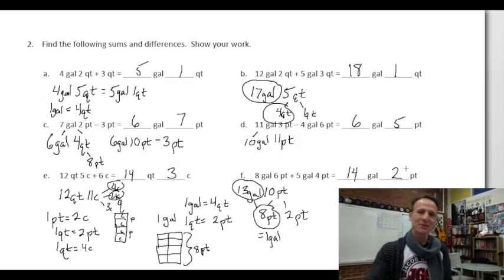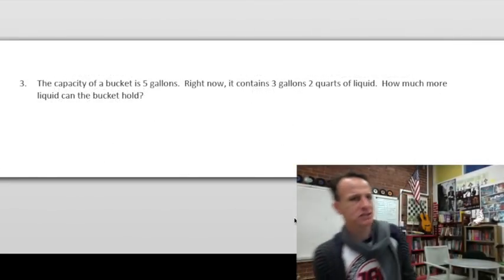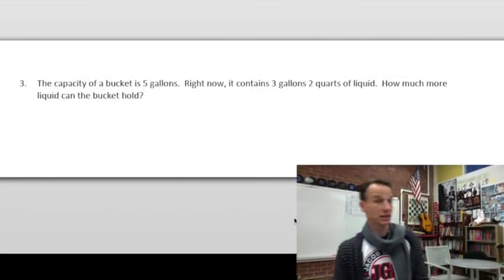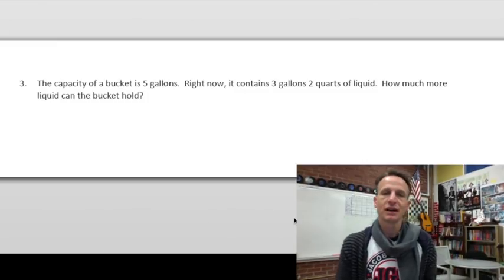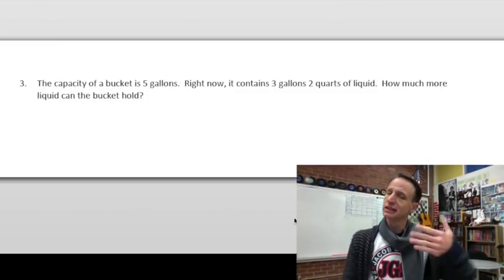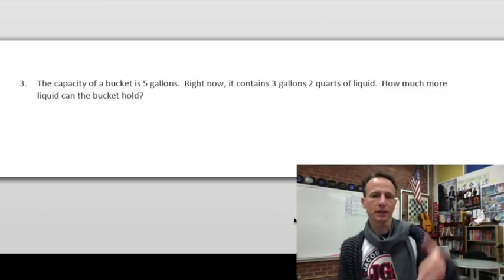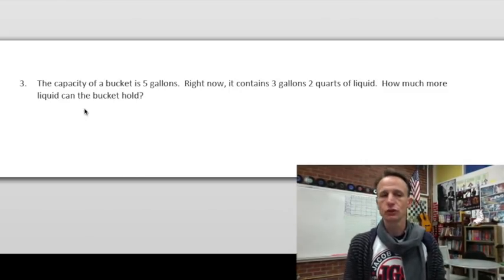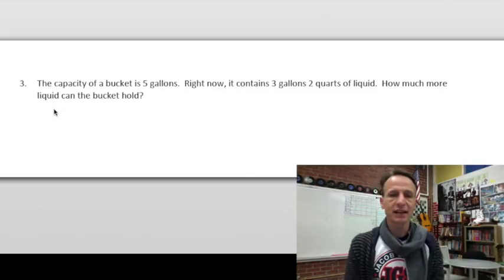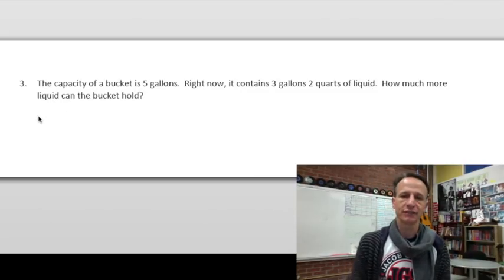All right, let's go on to number 3. And you should have seen this coming. We should have, because this is the usual habit here, is that we have a couple of easier practice examples, a couple more difficult, and then we get into a couple word problems to use what we know. The capacity of a bucket is 5 gallons.